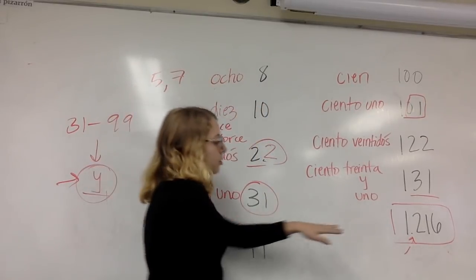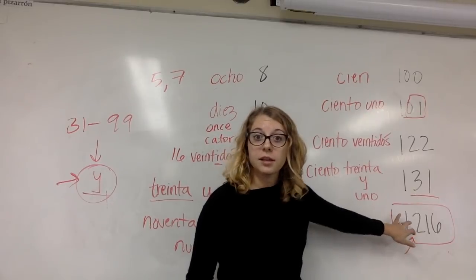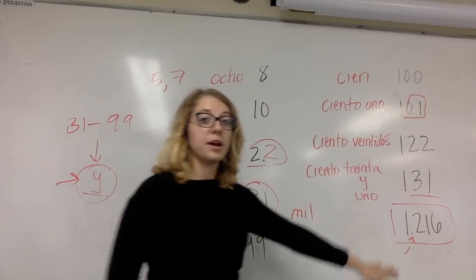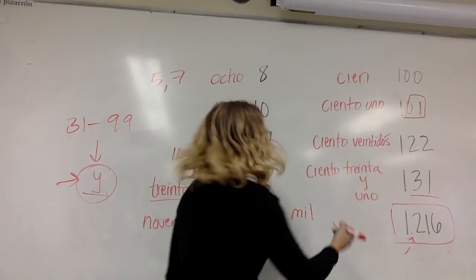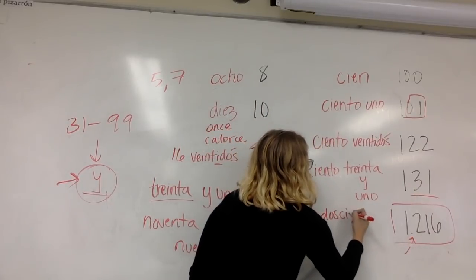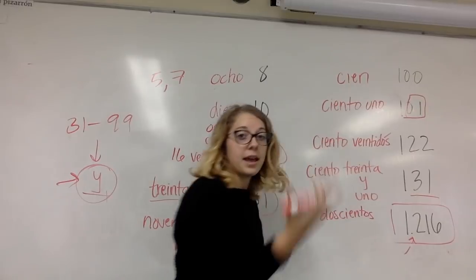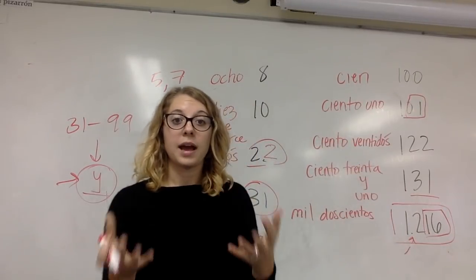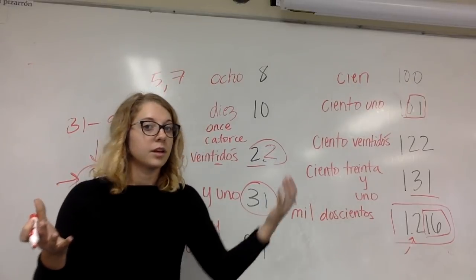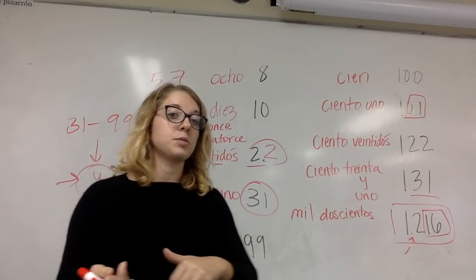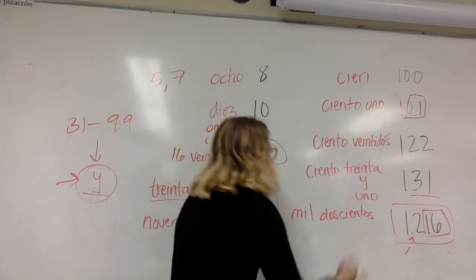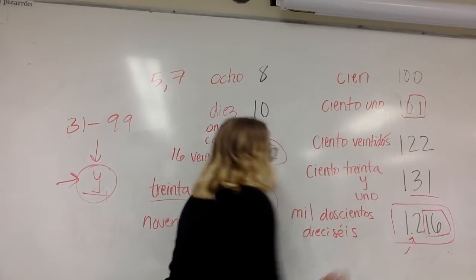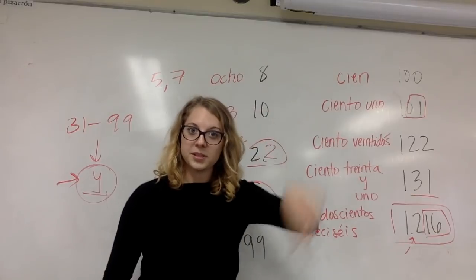All right? So first I'm going to go with, how do I say 1,000? We learned it's mil. Next I'm going to go to my hundreds place. I have 200, so doscientos. And finally I'm going to analyze between my tens and ones place. Do I have to use E? Nope, it's not between 31 and 99. So we're going to put dieciséis, 16. It's got an accent on it. Don't forget about those accents.